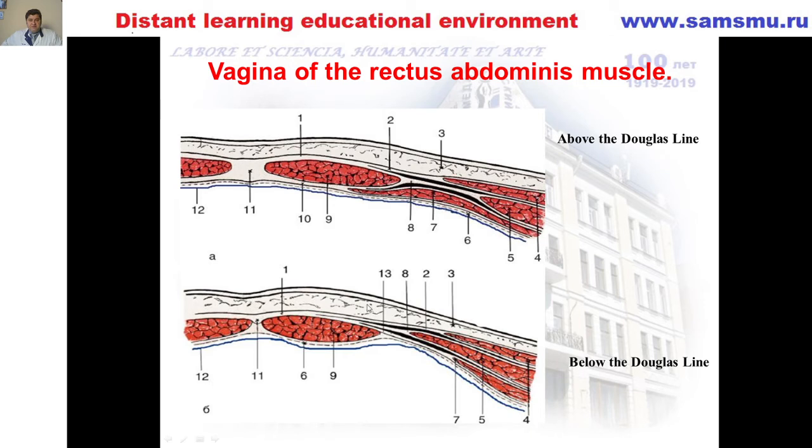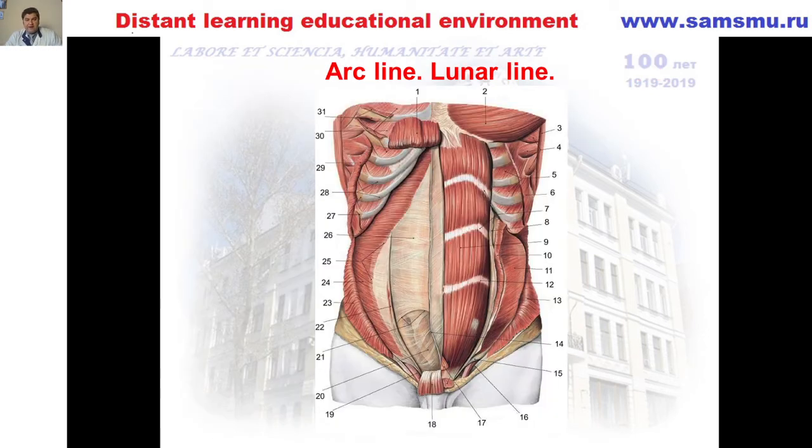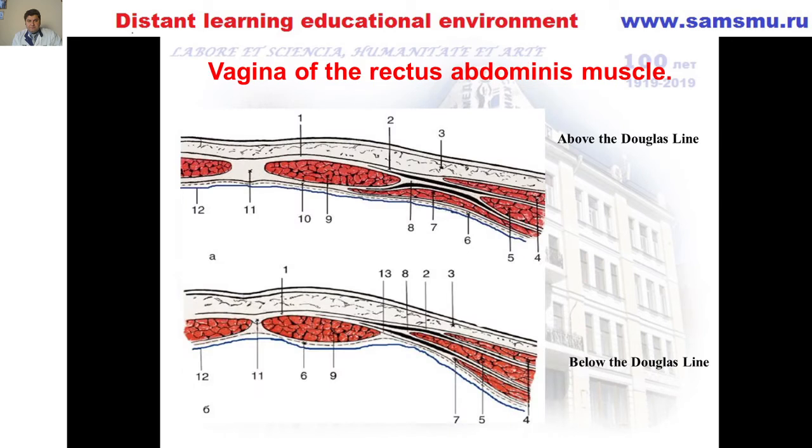Each rectus abdominis muscle is enclosed in the sheath, you may see in white, and also you may see on this picture, this sheath, vagina musculi recti abdominis, formed by the aponeurosis of three lateral abdominal muscles. The upper part above the umbilicus, you may see this one.